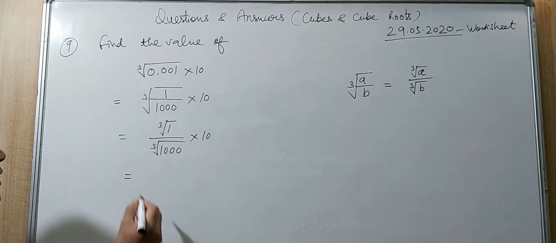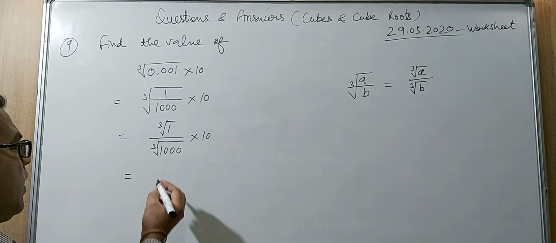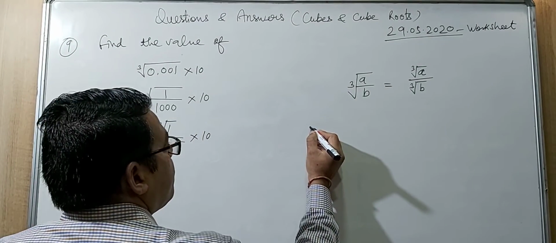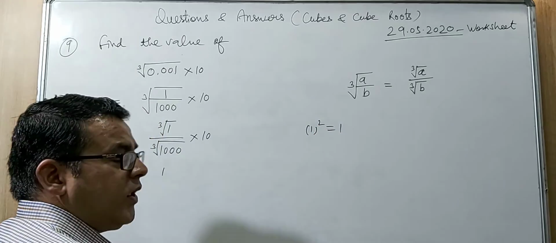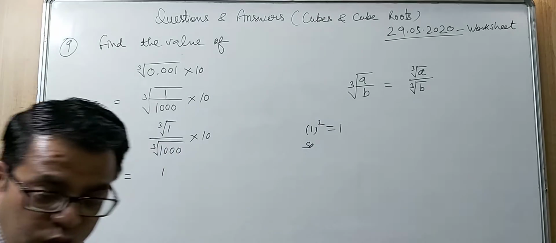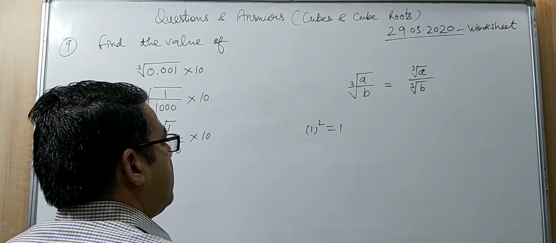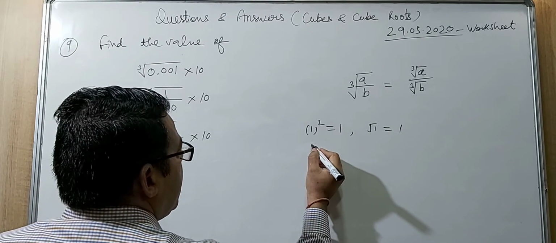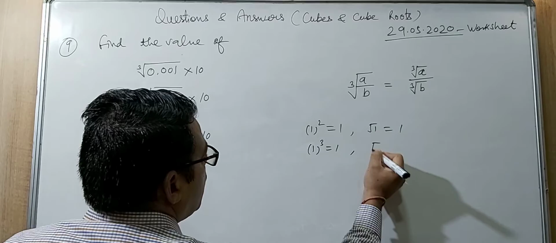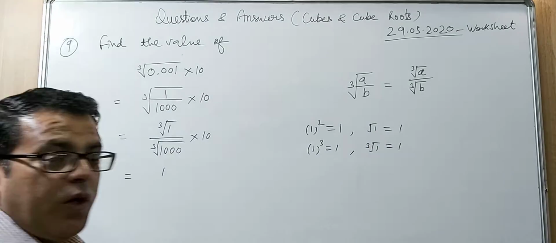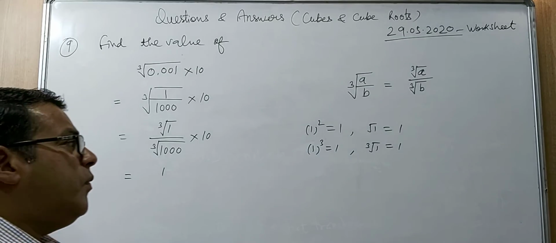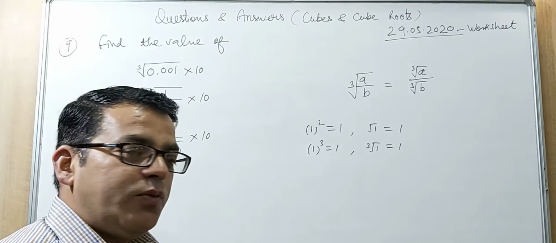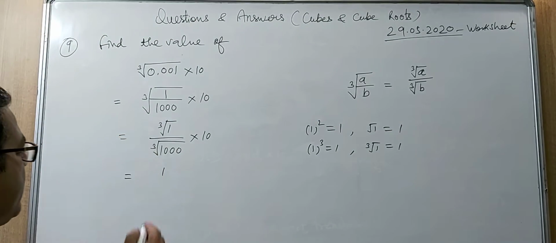Now we know that the cube root of 1 is what? 1 only. See, 1 is a very interesting number. The square of 1 is also 1, and the square root of 1 is also 1. Similarly, the cube of 1 is 1 and the cube root of 1 is also 1. So 1 is a very special number. Cube, square, cube root, square root of 1 is always 1. So we can write here that the cube root of 1 means 1 only.